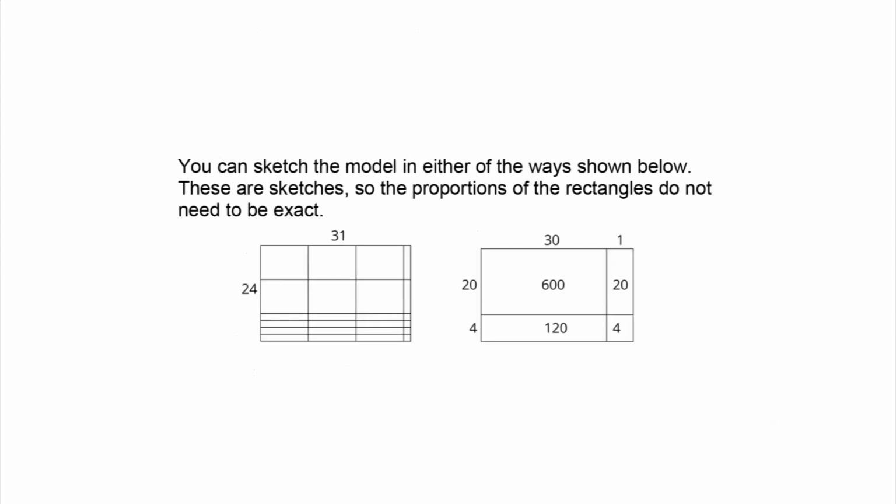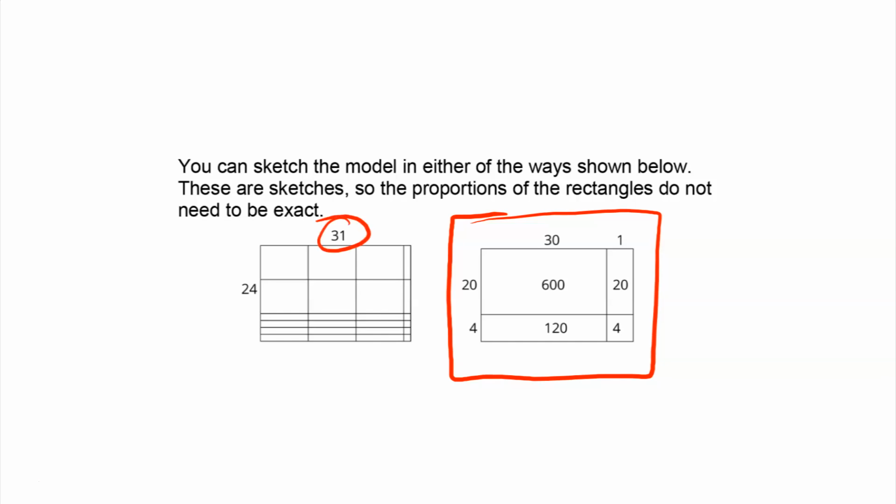You can sketch the model in either of the ways shown below. These are sketches, so the proportions of the rectangles don't have to be exact. Either way, you're getting the same representation. I find it's easiest to work with this second form because you're not dealing with as many small boxes, and it just seems more logical for me to take this number and break it up into two pieces. Similarly, taking the 24 and breaking it up into two pieces. So that's the version that works best for me, but you use whichever of the forms you find is easiest to understand.